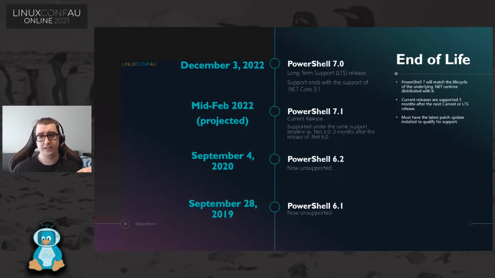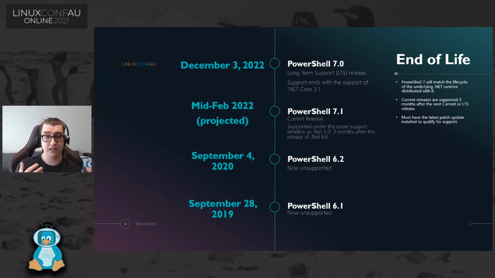Microsoft's official position is that PowerShell 6 and 7 are going to be supported by their own internal support teams under their current agreements, and of course then as part of the community support model they've set up. With PowerShell 7, the life cycle of support has been tied to the underlying .NET framework that's distributed with PowerShell.